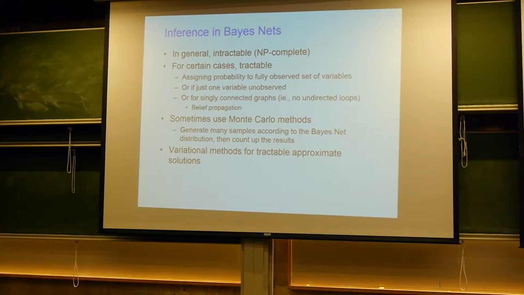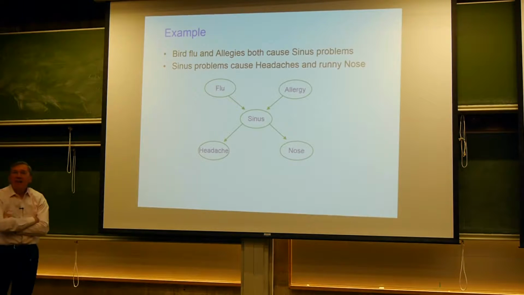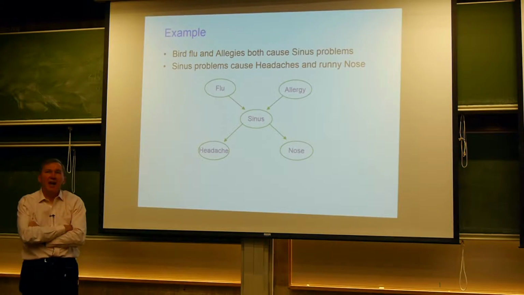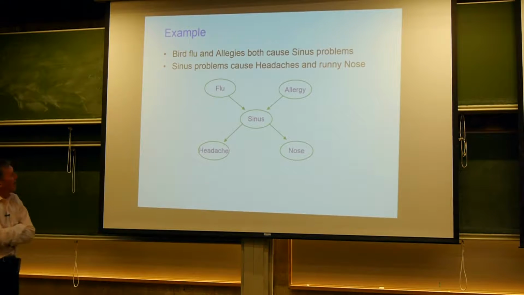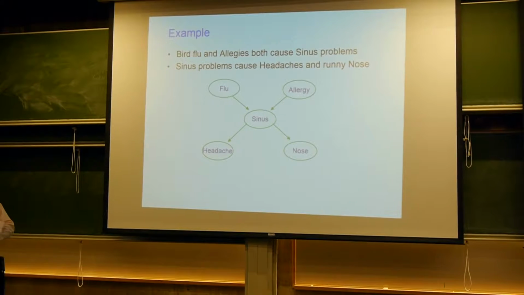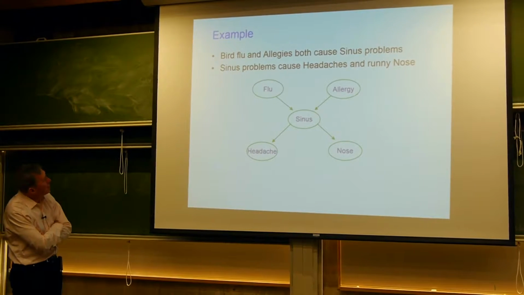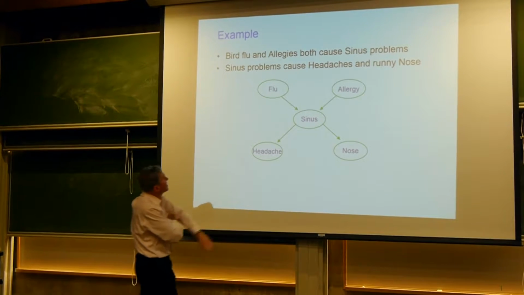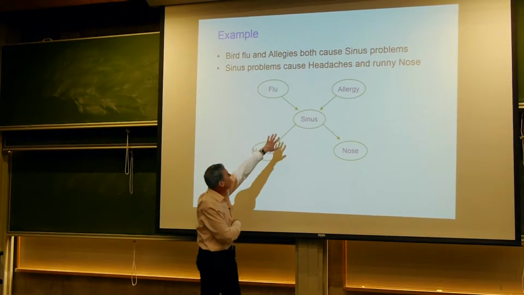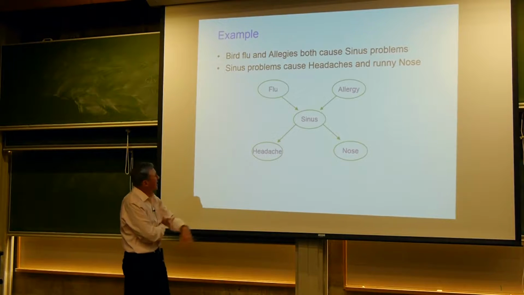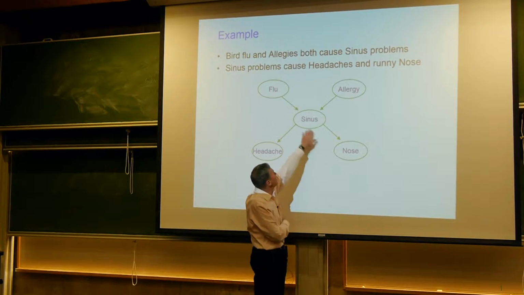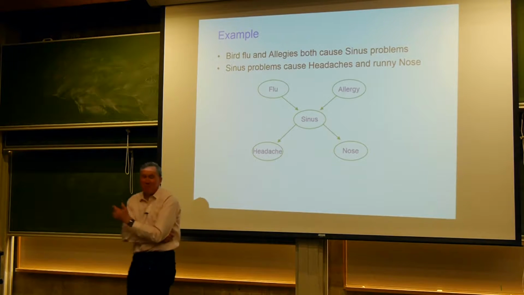Okay, so let's just look at a couple inference questions just to make sure we're all on the same page. Here's a Bayes net similar to the one that we talked about last time. It has 5 random variables, and says that having a sinus problem could depend on whether you have the flu or an allergy, and having a headache or a runny nose could depend on whether you have a sinus problem.